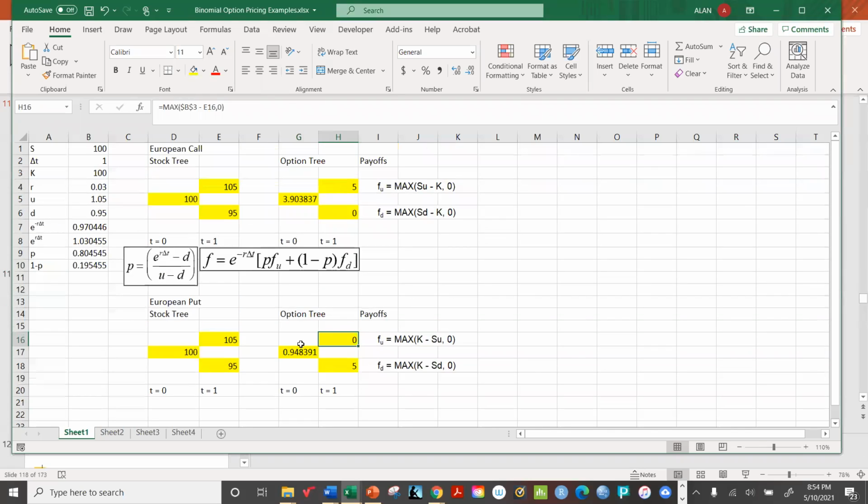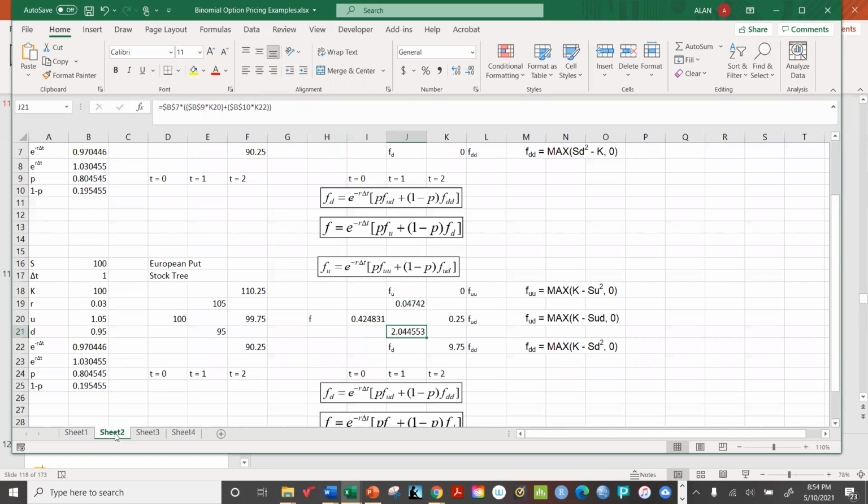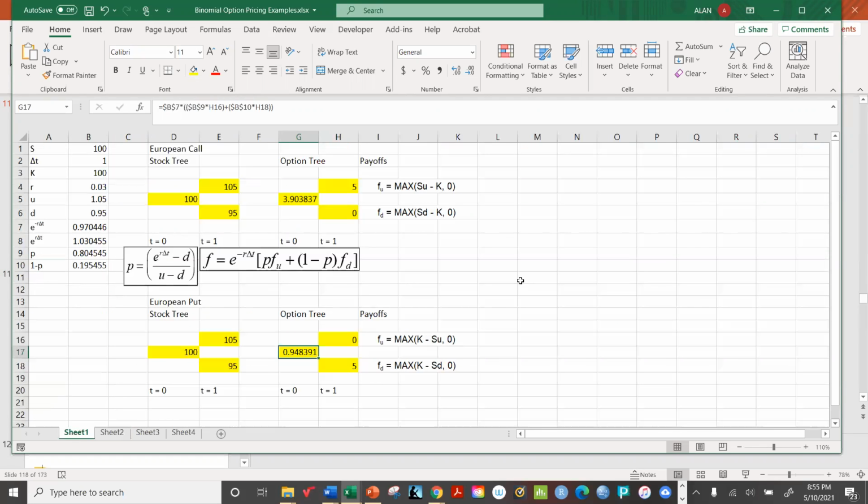In this case, the payoff in the upstate is 0. The payoff in the downstate is 5. So when you discount those back with the same risk neutral probabilities, you end up with a price of roughly 95 cents for the put. What's happening here is that we have 2 steps to our model instead of just one. We'll have to save that for next time because it's much more complicated, but we certainly will get the idea of how this thing works.